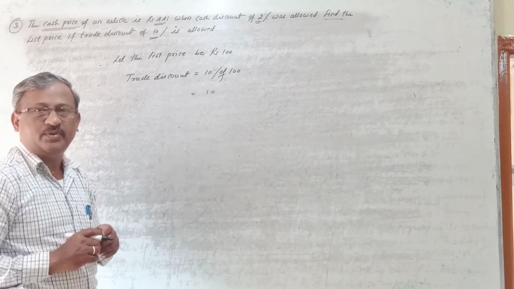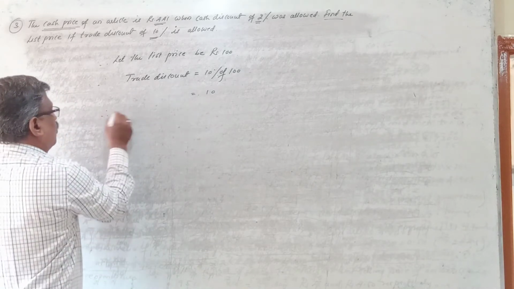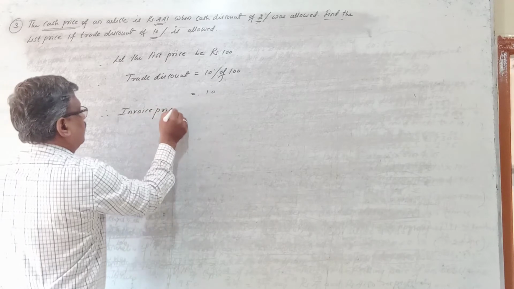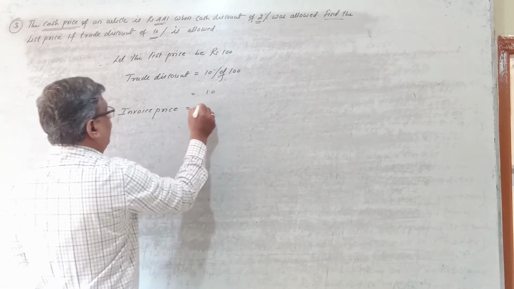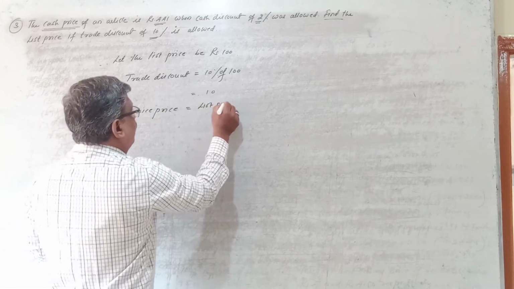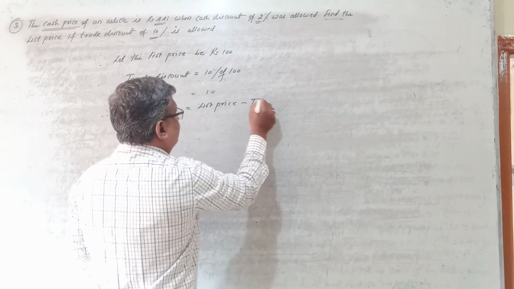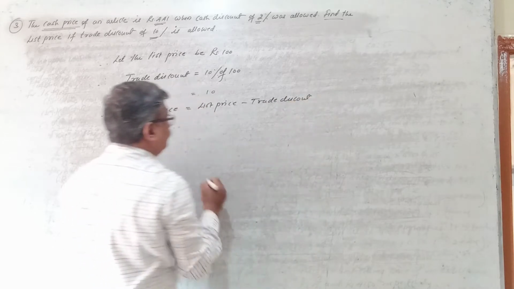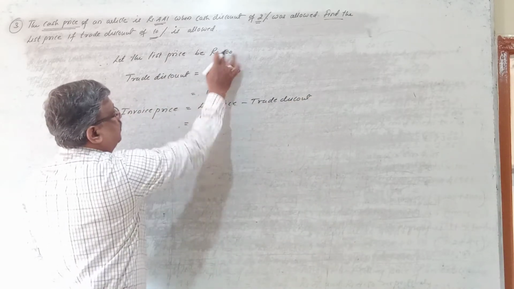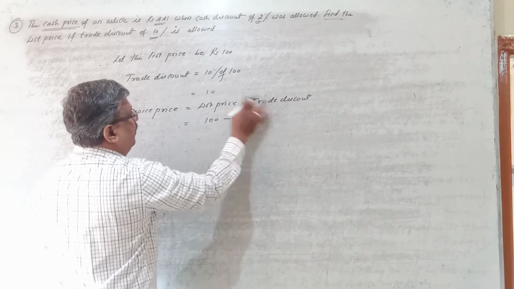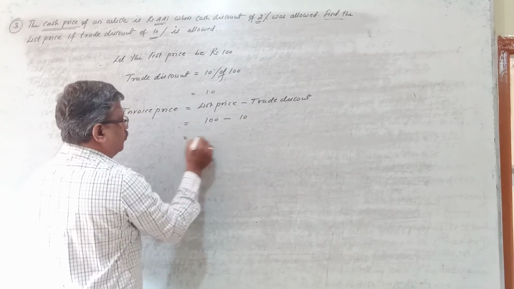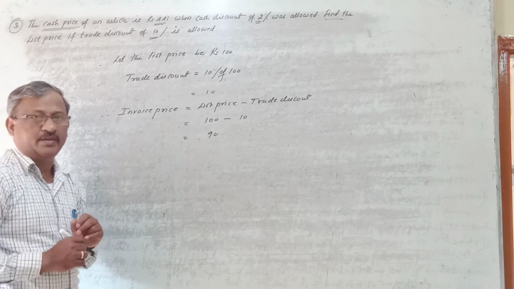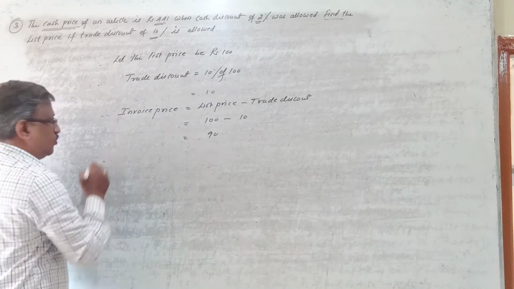So calculate what should be the invoice price. How to determine the invoice price? Invoice price equals, from the least price you minus the trade discount. So my least price is 100 and trade discount is 10. So minus it, you will get 90 rupees. So 90 rupees is my invoice price. Now invoice price is known.